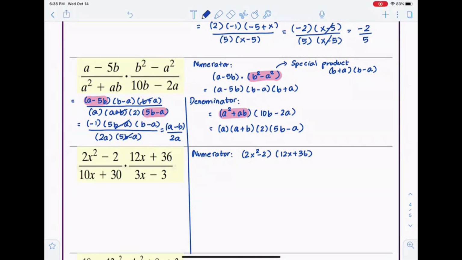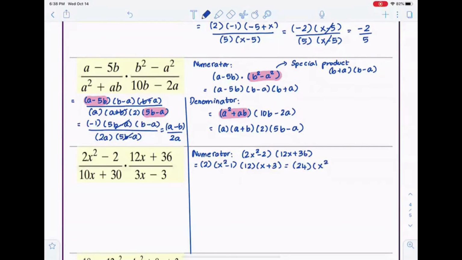We have to see if something is in common. In the first factor, 2x squared minus 2, we have a 2 in common. So if I pull that out, I have x squared minus 1. And in the second factor, we have 12 in common. If I pull that out, I have x plus 3. And is that it? Could we do something more? We can multiply the 2 and 12 because they are numbers. So 2 times 12 would be 24.